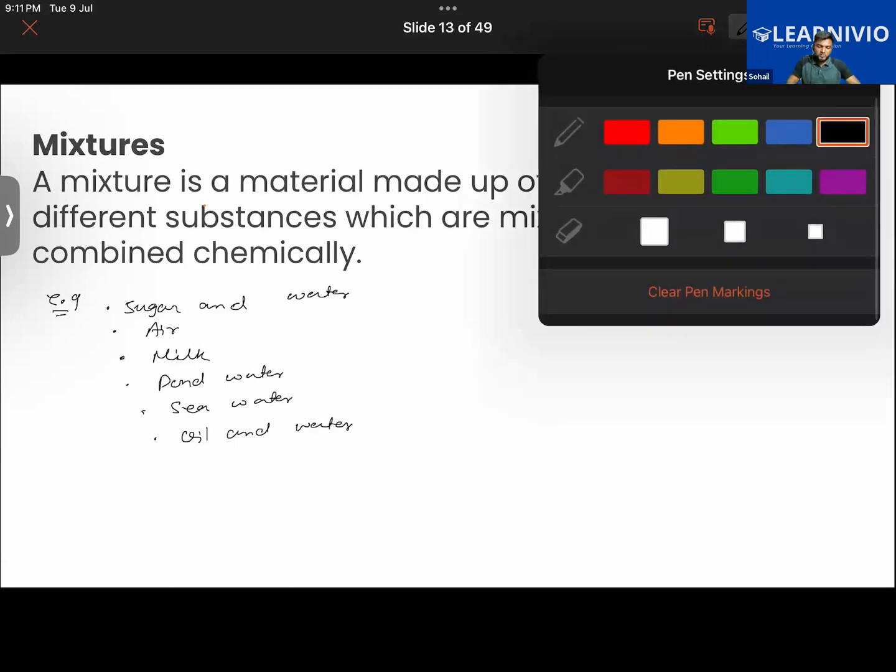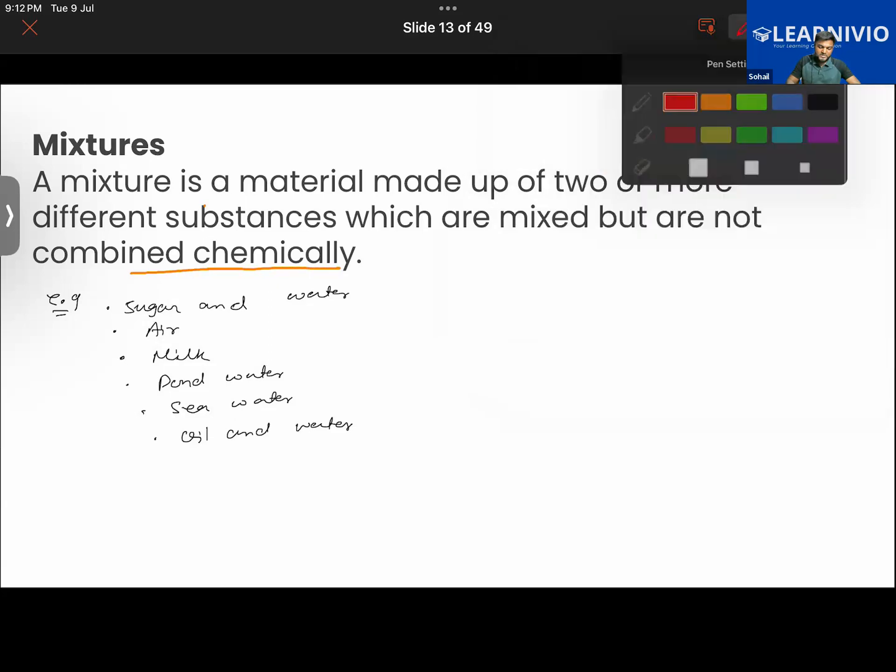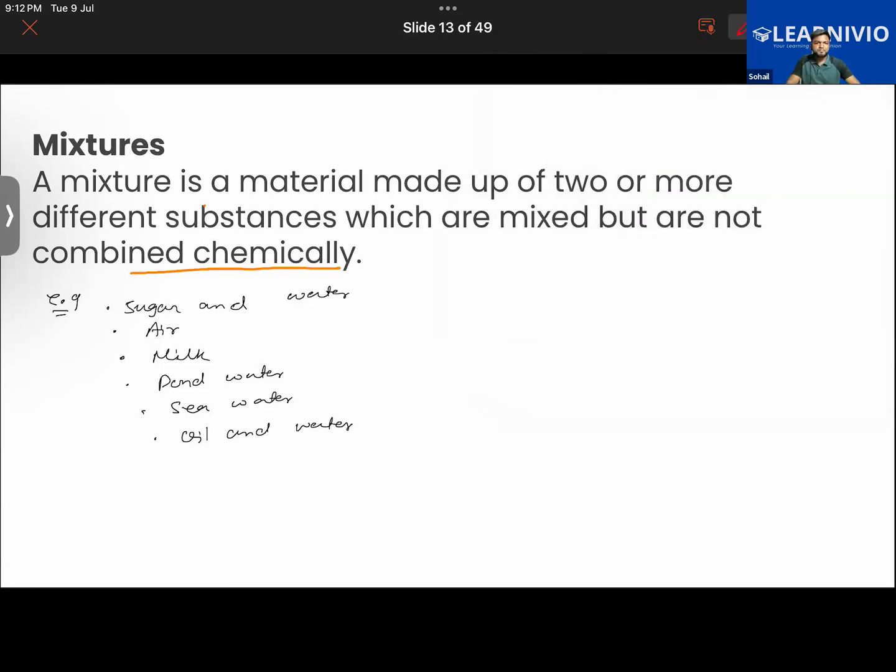One important thing to be noted down here is that they are not combined chemically. Chemically combined means that they have completely mixed with each other so that they cannot be picked out again, cannot be manually separated. It takes a special process, a whole process, to get them removed.